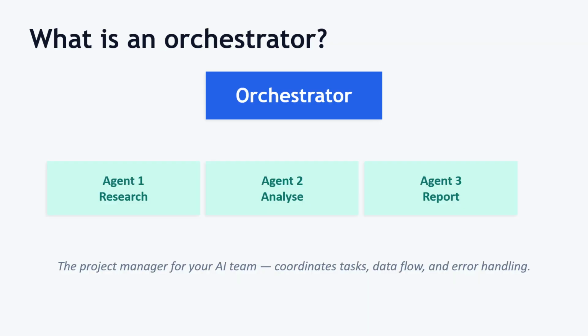So, if an agent is one smart worker, what happens when you need a whole team? That's where an orchestrator comes in. An orchestrator coordinates multiple agents and tools into structured workflows. It decides what tasks need to be done, which agent handles each task, what information flows between them, what happens when something fails, and when the work is complete. Think of it as the project manager for your AI team.